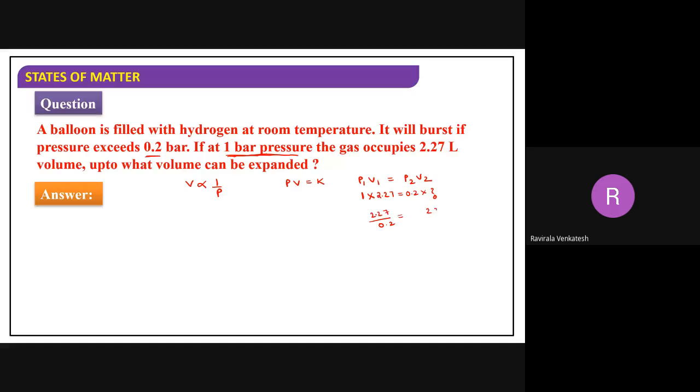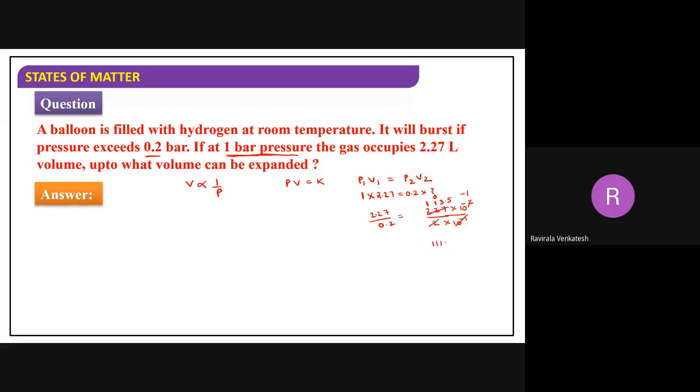Now you do one thing, 227 you write as 227 into 10 to the power of minus 2, and this one, 0.2, as 2 into 10 to the power of minus 1. You can write like this. Understood? Why I have taken 0.2 is equal to 2 into 10 to the power of minus 1, everyone knows. Now 10 to the power of minus 1 will get cancelled. Now 2 ones are 2, and 11.35. So 113.5 into 10 to the power of minus 1.